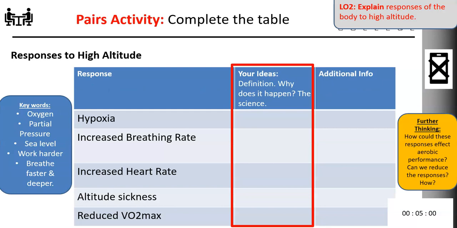So completing this table then, see if you can fill in your ideas. What do you think the definition for the following responses would be? Why does it happen? Give me the science. Explain your answer. Keywords in the box on the left-hand side. See if you can answer those questions. There's 5 minutes here, so pause the video and have a go.